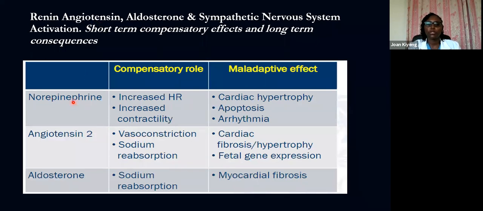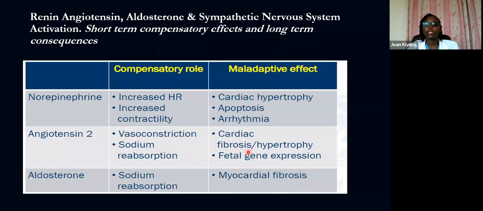Initially, if somebody starts producing a lot of norepinephrine, it increases the heart rate and increases contractility. But as time goes by, it causes ventricular hypertrophy, apoptosis and arrhythmias. And angiotensin II initially causes vasoconstriction, and you need vasoconstriction, of course, to generate blood pressure and also to improve your venous return. It also causes sodium reabsorption, so it's expanding the blood volume and making the ventricle, using the Frank-Starling mechanism, contract stronger.